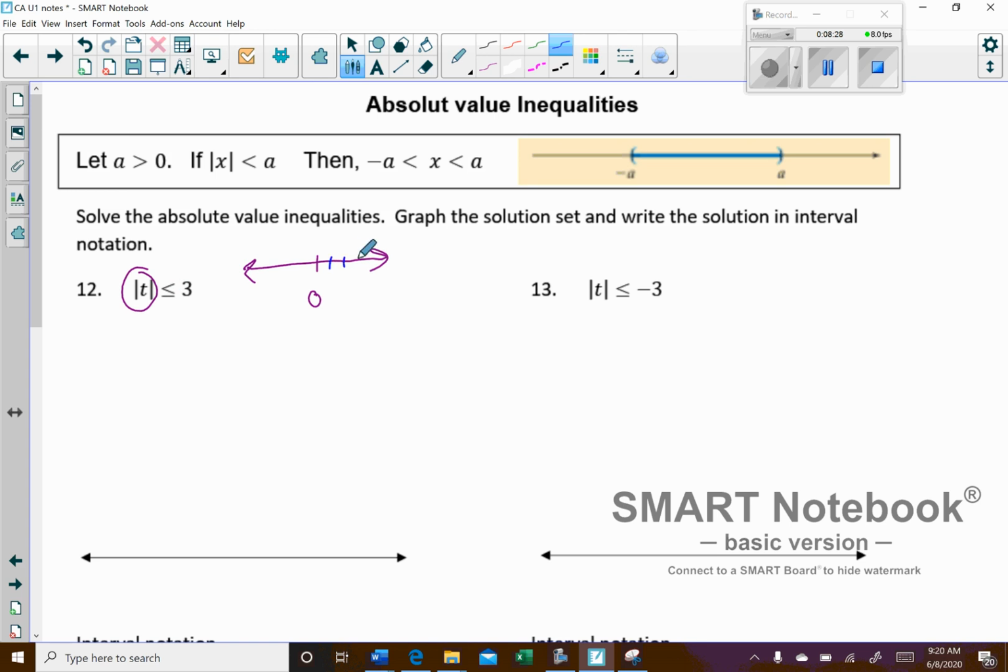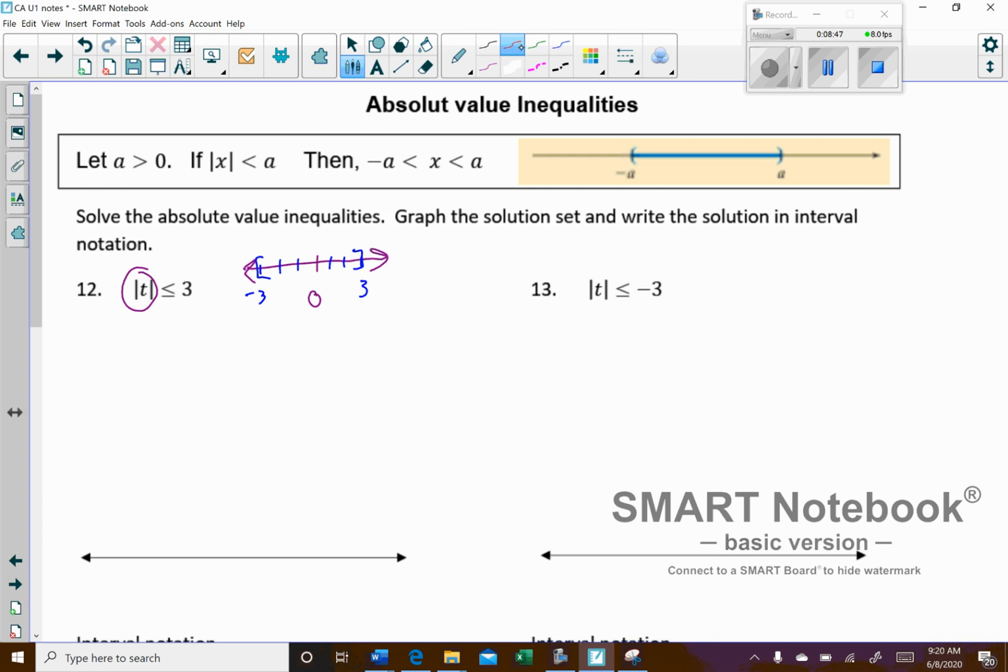So you could go 1, 2, 3 this way. You could go all the way up to 3. That's 3 units away from 0. Or you could go negative 1, negative 2, negative 3. That is still 3 units away from 0. So your interval is going to be from negative 3 to positive 3. That's the visual.